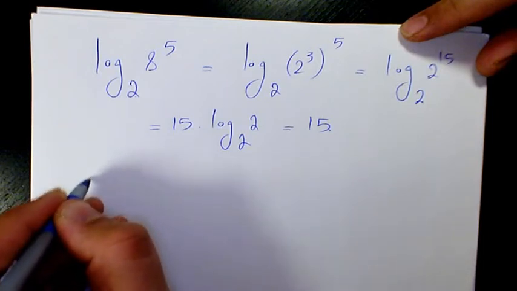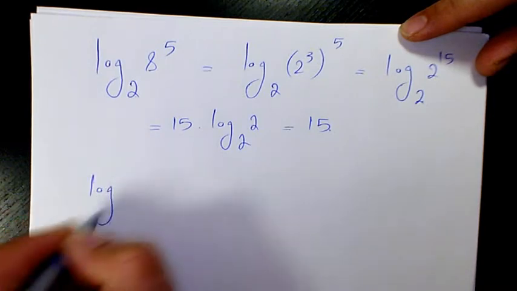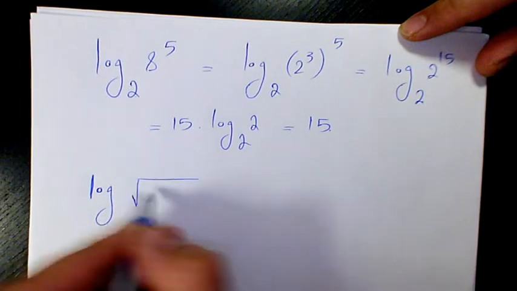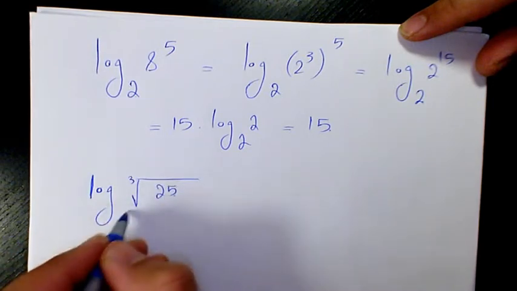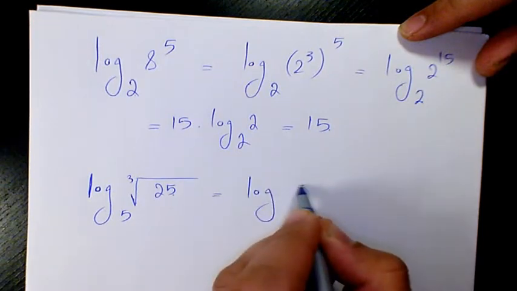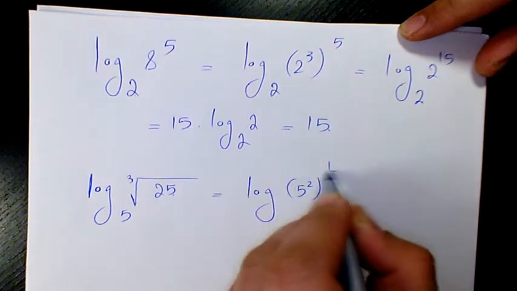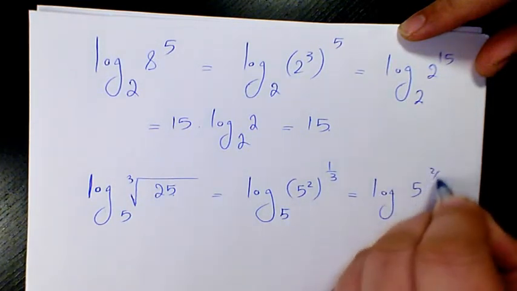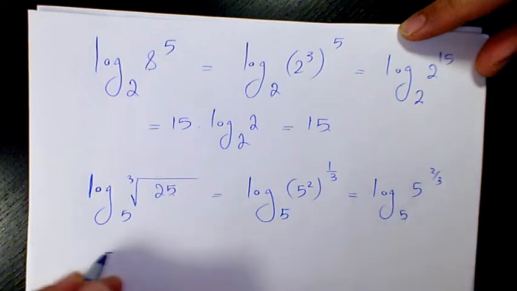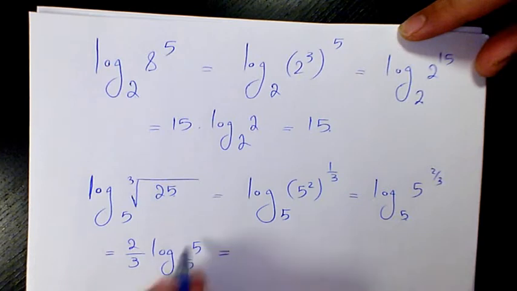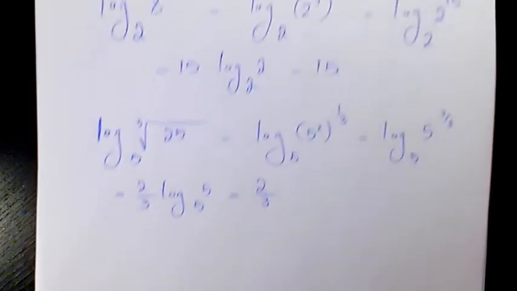Next example, log cube root of 25 base 5. That's going to be log 5 to the power of 2 to the power of 1 over 3 base 5, which is going to be log 5 to the power of 2 over 3 base 5. That's going to be 2 over 3 log 5 base 5. It's going to be 1. So 2 over 3 times 1 is going to be 2 over 3.